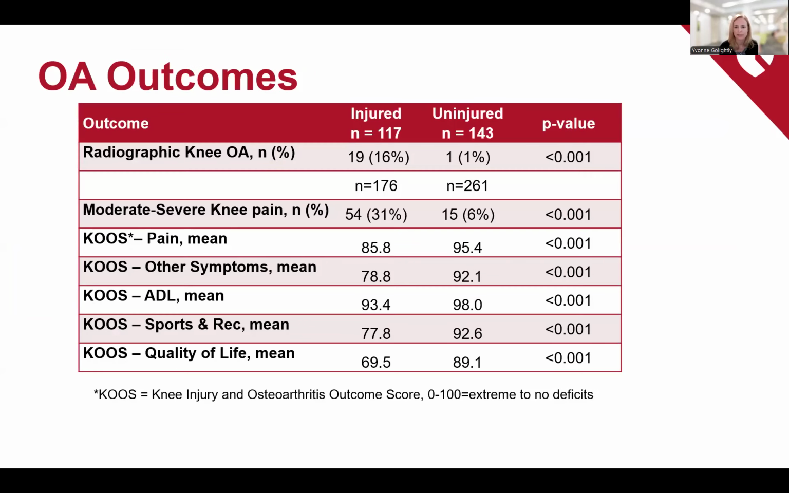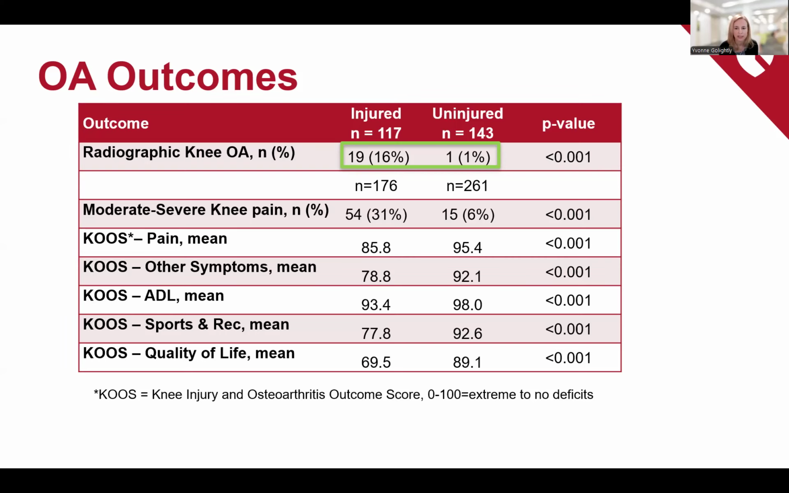What we found is that 16% of those with knee injury had radiographic knee OA compared to 1 person in the uninjured group. It's important to note how young these individuals are. So what we're seeing is that approximately 1 in 6 officers with prior knee injury progressed on to knee OA by the time they were 30.